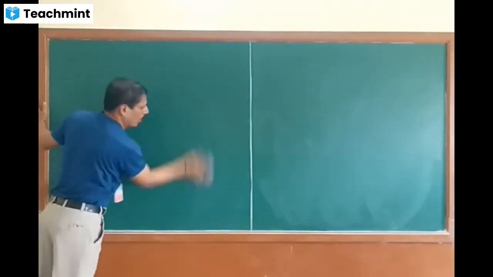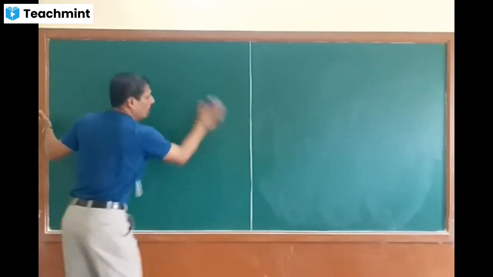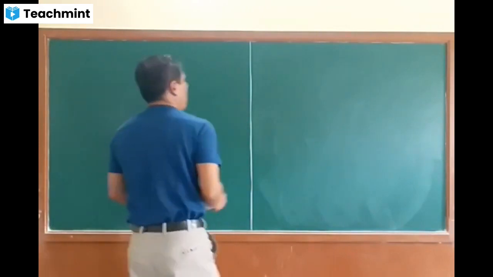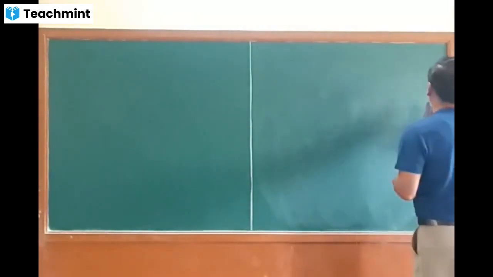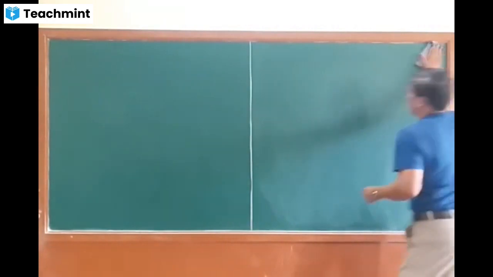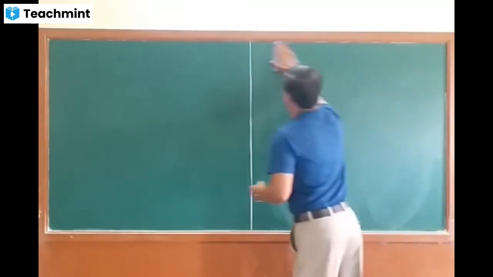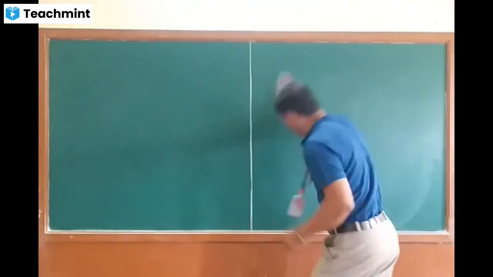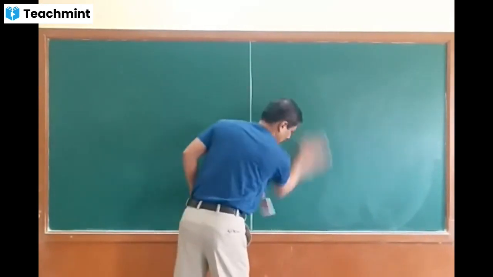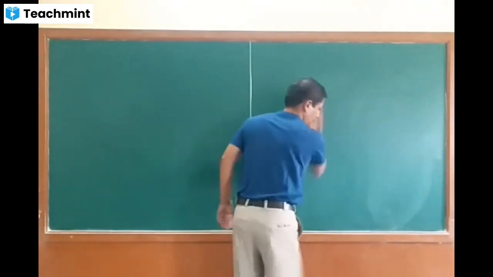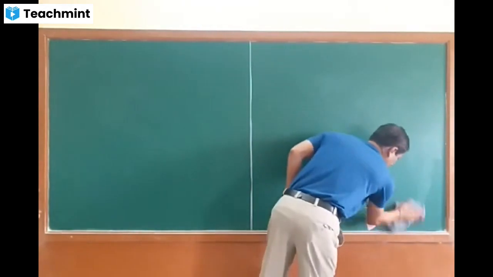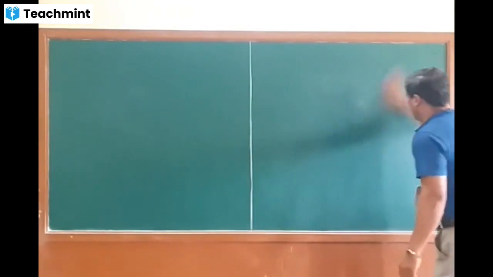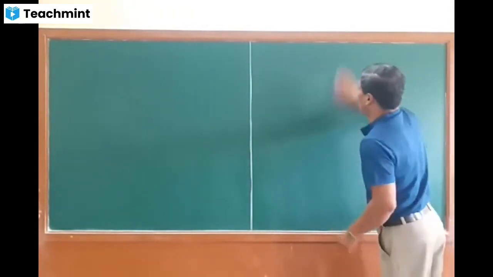There are two types of non-ideal solutions. One is non-ideal solution showing positive deviation from the Raoult's law. Another one is non-ideal solution showing negative deviation from the Raoult's law. What are the characteristics and what are the examples for each type of non-ideal solution?